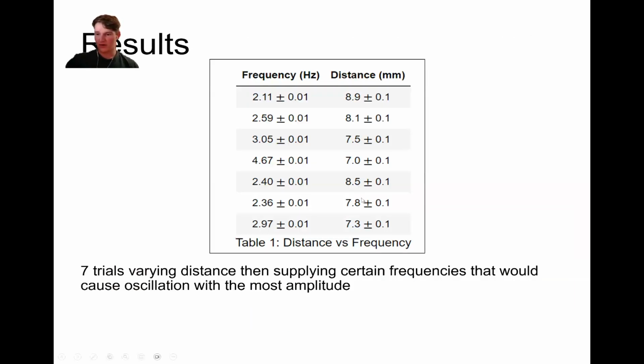So here are results. Here you can see our data for the interplate distance versus the oscillation frequency, where we took 7 trials varying distance and then supplying certain frequencies that would cause oscillation with the most amplitude.